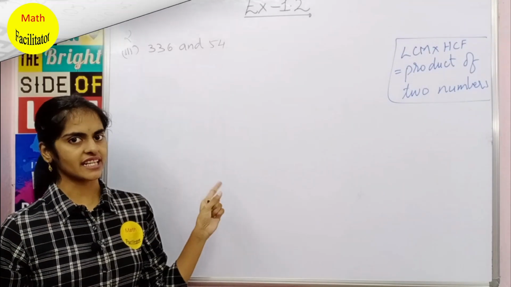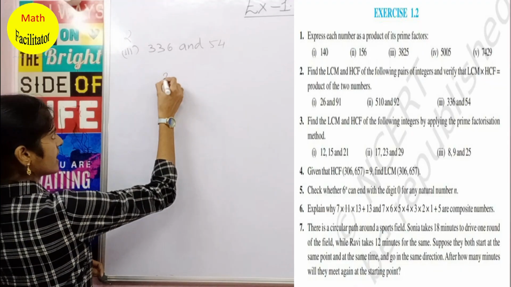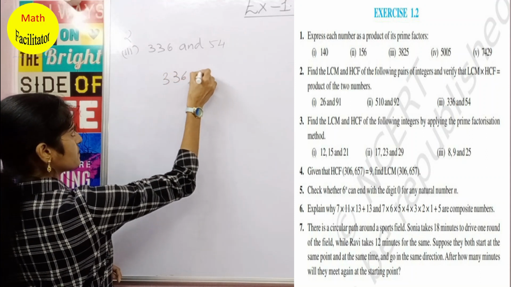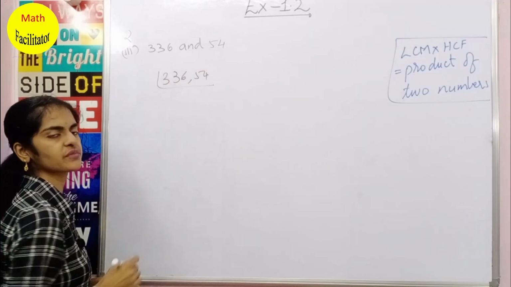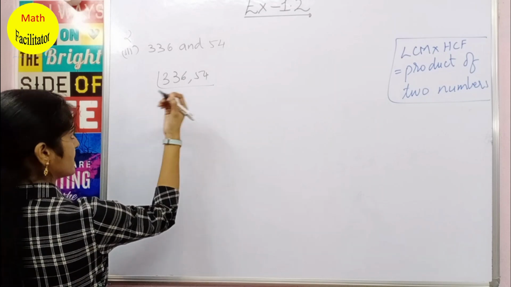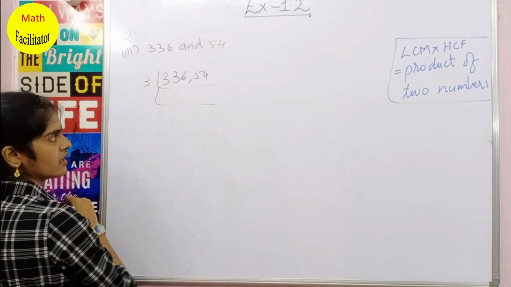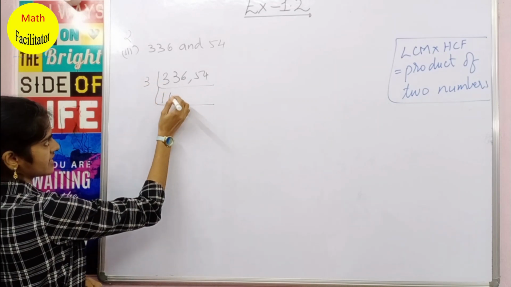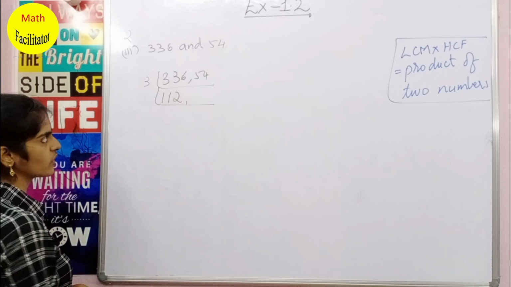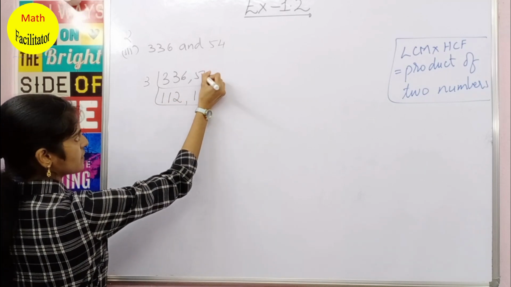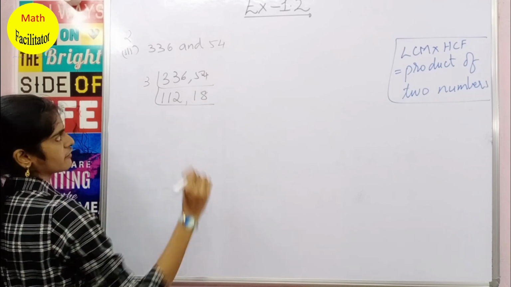Okay, next you have 336 and 54. Okay, so let us take LCM of these two numbers. Clear? So let me take 3 table. Okay, so 3 1s are 3, 3 1s are 3, 3 2s are 6. Okay, 3 1s are 3, 2 is a remainder. Okay, 3 8s are 24.